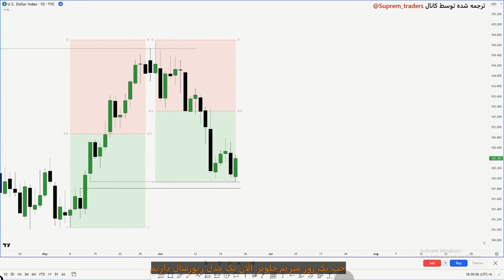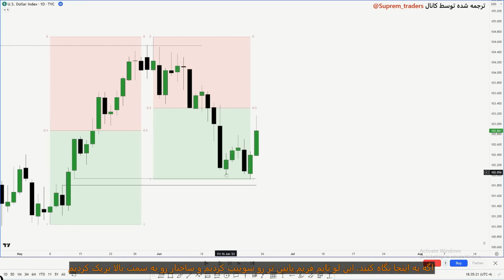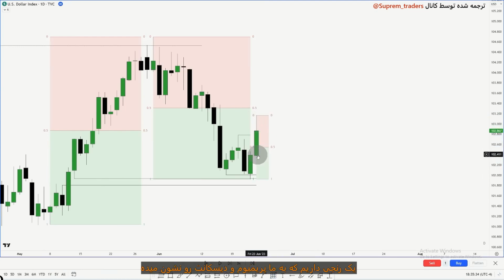So letting a day play out. Now we have a reversal model. So if you look right here, we swept this lower time frame low, we broke structure up, and then if we mark out this displacement range or this high to this low, we are left with a range that shows premium and discount.